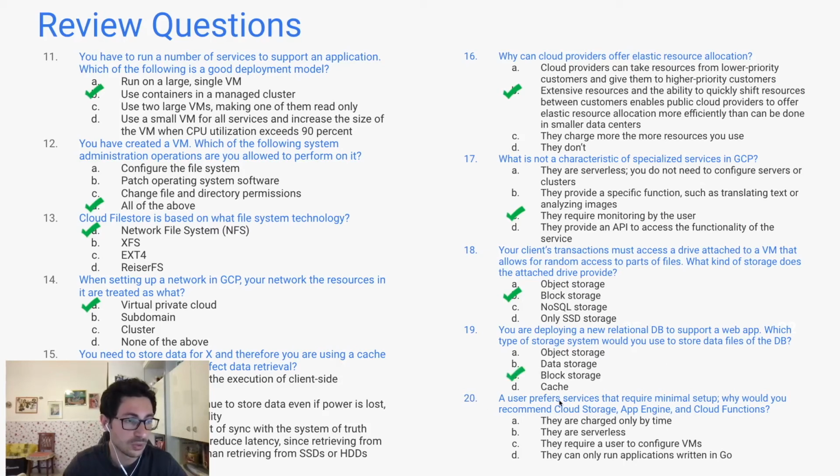20. A user prefers services that require minimal setup. Why would you recommend cloud storage, App Engine, and Cloud Function? So what do they have in common, these guys? They are serverless, and so it means that they require minimal setup. They are charged only by time, but even if it was true, it doesn't mean that they require minimal setup. They require user to configure VM. It's basically the opposite of what we are asking, and they can only run application with Ringo is absolutely not true.